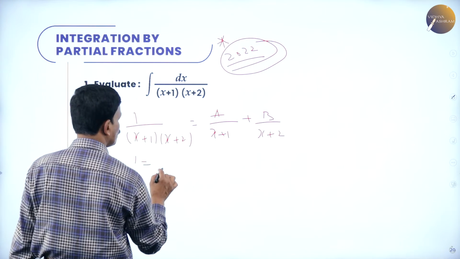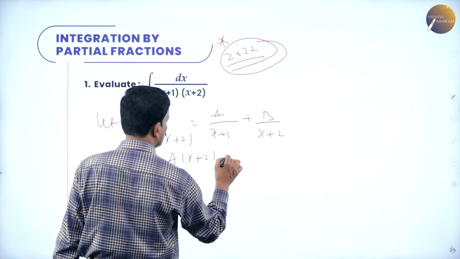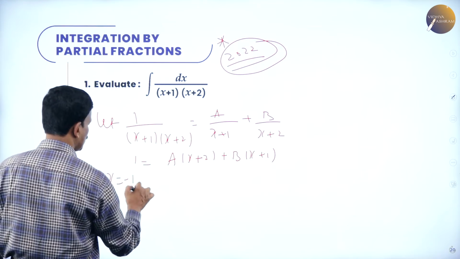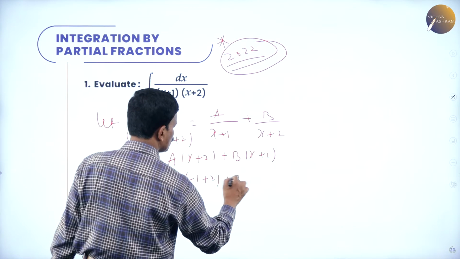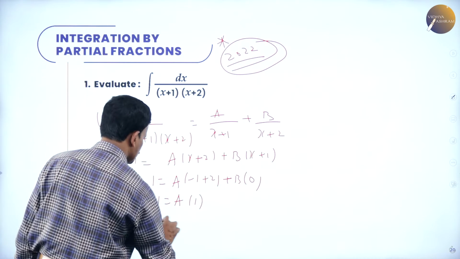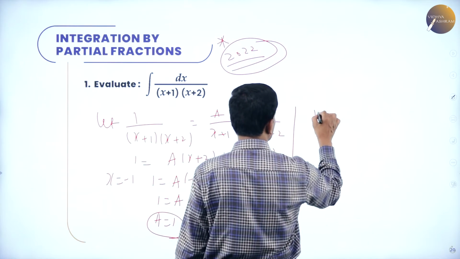Now, take the LCM. If you take the LCM, the denominator gets cancelled: a into x plus 2 plus b into x plus 1. Put x is equal to minus 1. 1 is equal to a into minus 1 plus 2 plus b into minus 1 plus 1 gets cancelled. 1 is a into this. So, a is equal to 1. Similarly, put x is equal to minus 1.